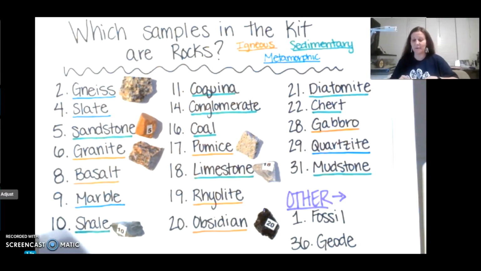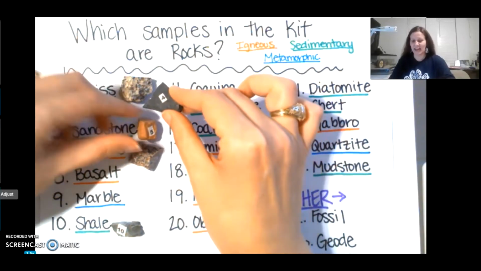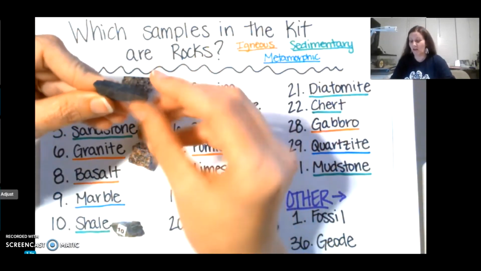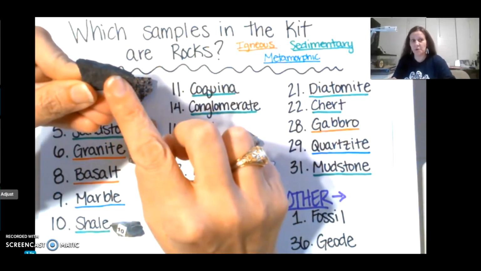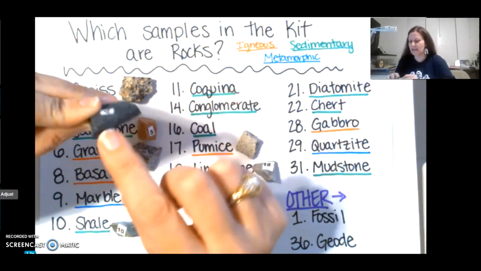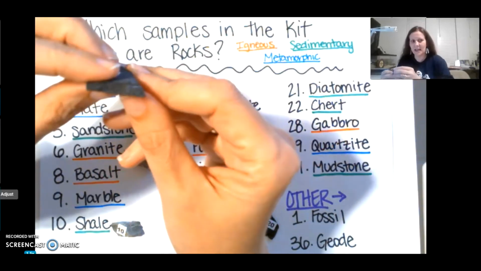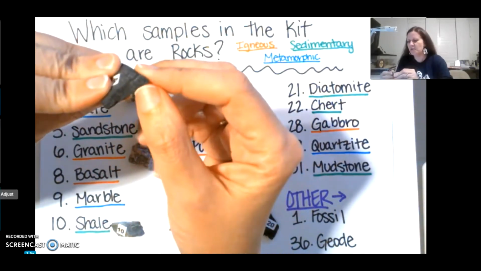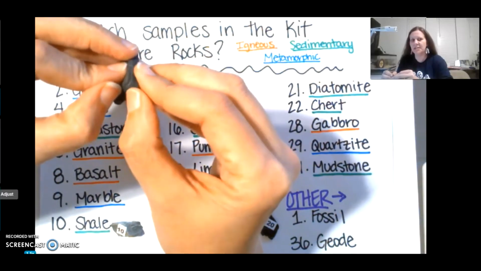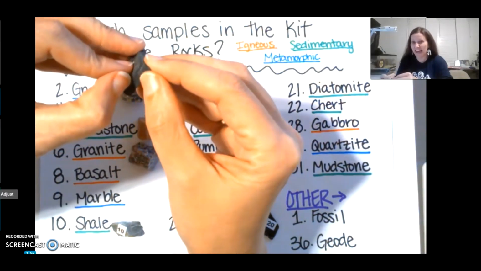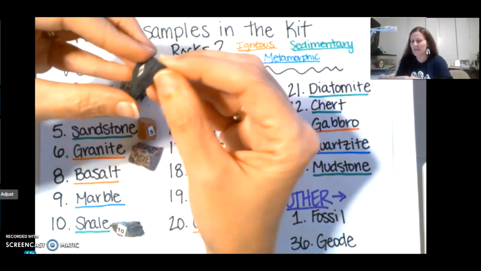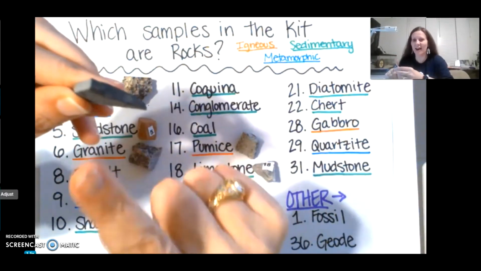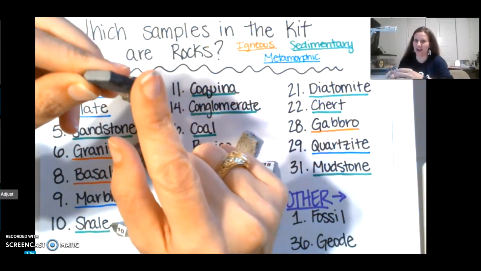Next, number 4 is slate. So this one you can tell is really, really smooth on these sides, these planes. And then if you look closely at the cross section here, it almost looks like you could pull these sheets apart, like that mineral mica that we were doing before. And that's unique because there's a lot of mica inside this rock.